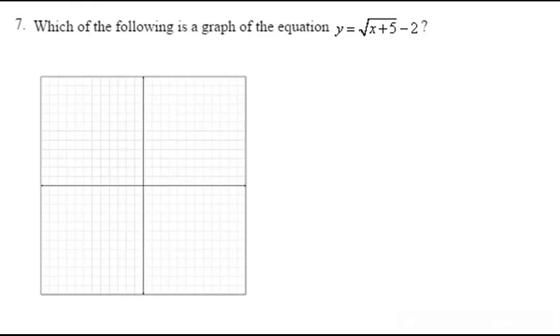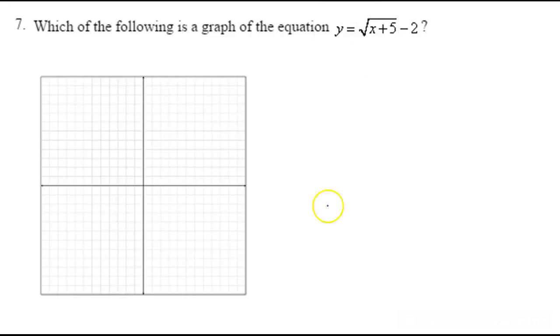So for number 7, which of the following is the graph of the equation? Now, I didn't snip all the different graphs here. We're actually just going to start from scratch and just graph this ourselves. And then what you can do is look on your quiz and see, is that A, B, C, or D?